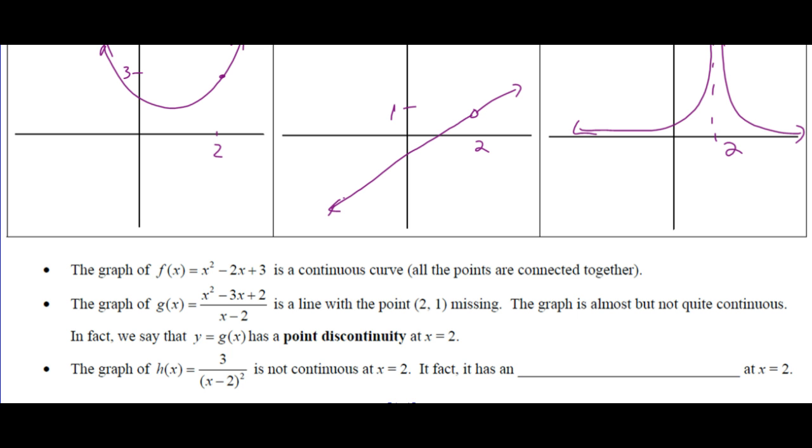The graph of h of x equals 3 over x minus 2 squared is not continuous at x equals 2. In fact, it has an asymptote. So make sure you can distinguish between an asymptote and a hole in the graph. Good to go.